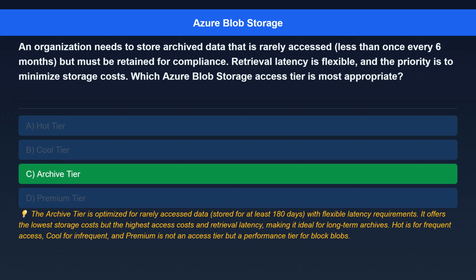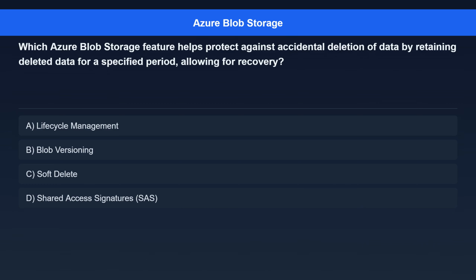The correct answer is Archive tier. Here's the explanation. The Archive tier is optimized for rarely accessed data, stored for at least 180 days, with flexible latency requirements. It offers the lowest storage costs, but the highest access costs and retrieval latency, making it ideal for long-term archives. Hot is for frequent access, cool for infrequent, and premium is not an access tier but a performance tier for block blobs.